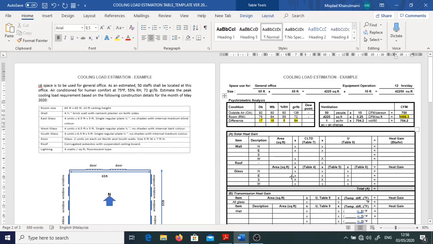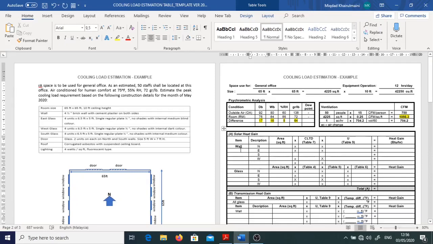Now we go into the solar heat gain. Solar heat gain is the heat gain from exposure to the sun, direct exposure. So we have wall. This one actually doesn't have. Later I'll explain to you why. So we have wall and we have glass.